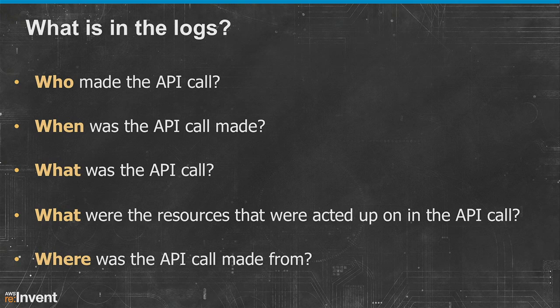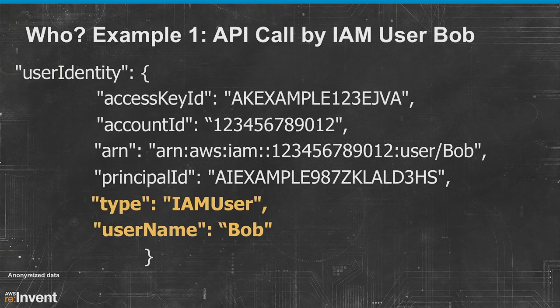So what's in the logs? We'll tell you who made the API call, when the call was made, what the call was, resources acted upon, where the call was made from. Don't yet tell you why the call was made, but you can usually ask the person who made it. So here's an example of the identity section for an IAM user. You can see here that Bob made this call, and we'll give you additional details like the access key ID, so that if you had a credential exposure, you could hone in on records created with the exposed credential.